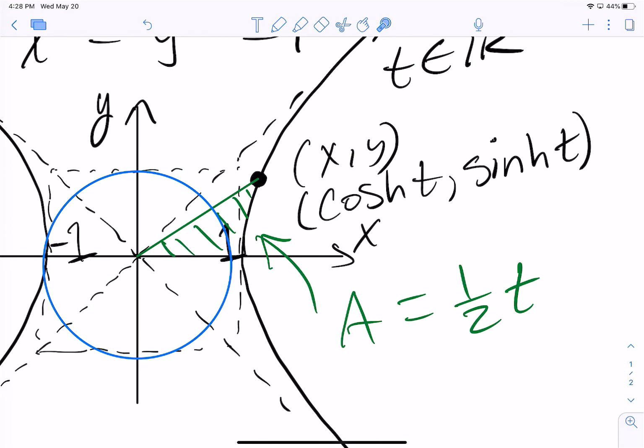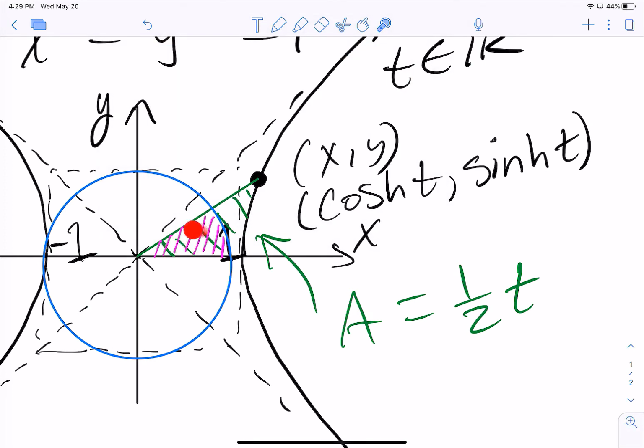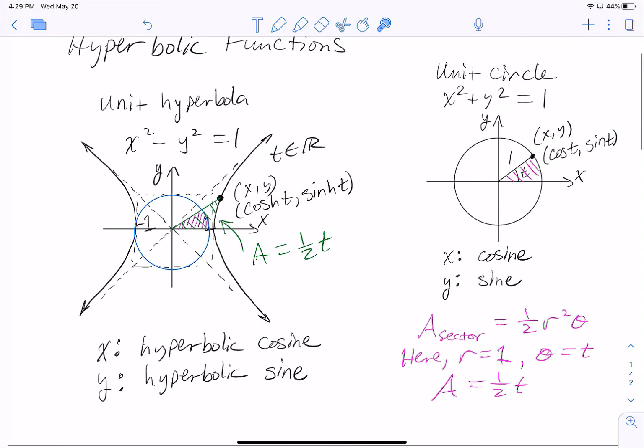My point here is the pink sector that we were just looking at would correspond to this portion of the unit circle, whereas this green shaded area is clearly bigger. And so it can't possibly be that the area of this sector is the same as the area of the green shaded area. And so the t's are not the same. T is not an angle, t is just a real number. It is the argument of the hyperbolic cosine and the hyperbolic sine for a point on the unit hyperbola.